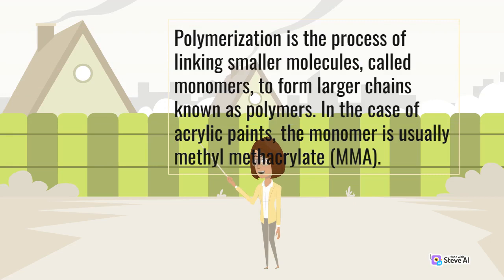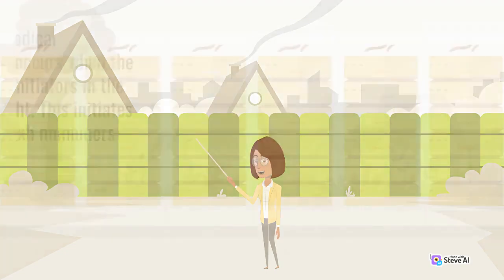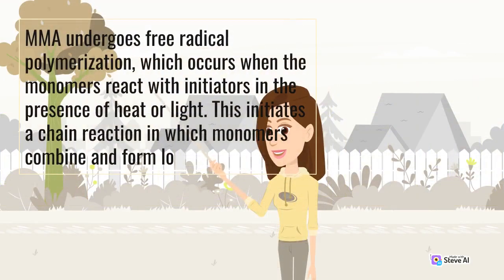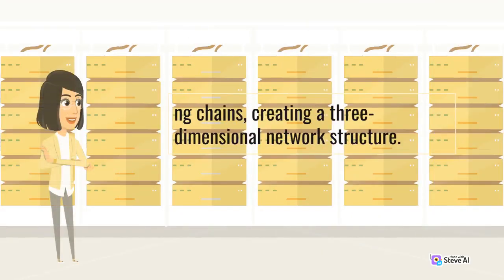Polymerization is the process of linking smaller molecules, called monomers, to form larger chains known as polymers. In the case of acrylic paints, the monomer is usually methyl methacrylate, MMA. MMA undergoes free radical polymerization, which occurs when the monomers react with initiators in the presence of heat or light. This initiates a chain reaction in which monomers combine and form long chains, creating a three-dimensional network structure.